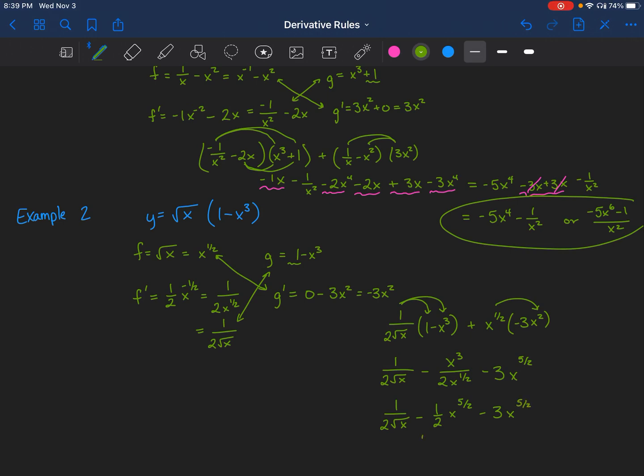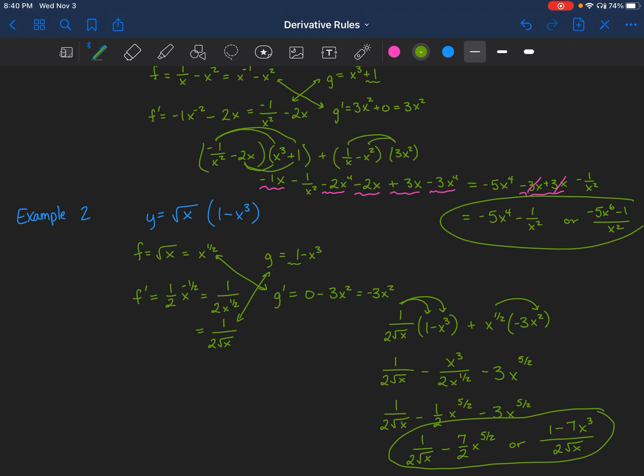So I can actually combine that now. So 1 over 2 square roots of x. That's going to give me negative 3.5, which should be 7 over 2, x to the 5 over 2. And again, if you're feeling kind of cool and really good at dealing with exponents, you could rewrite that as 1 minus 7x cubed over 2 square roots of x if you really wanted to. But honestly, I'm fine if you leave either answer.